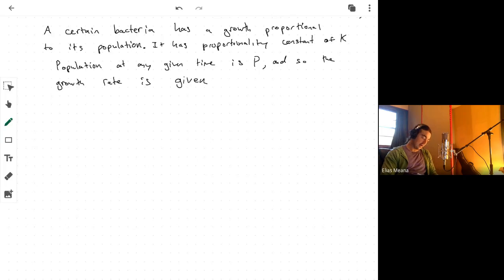a differential equation, and the differential equation is basically, well, the rate of change of P, let me make that a little bit nicer looking. The rate of change of P with respect to time, in other words, the time derivative of the population, is just equal to the growth rate, which we said was proportional to the population. So this is just going to be K times P.